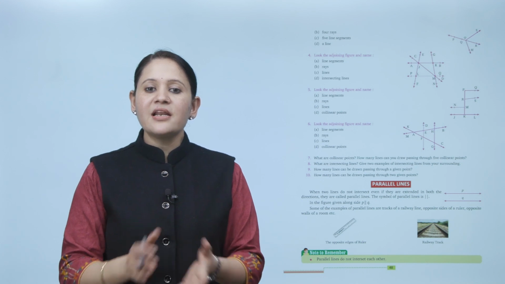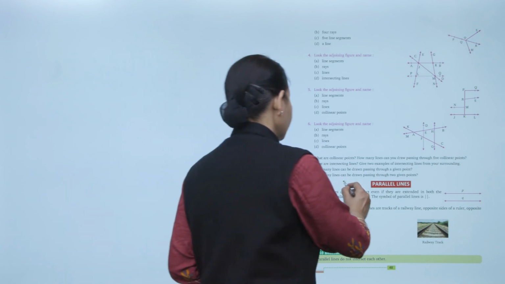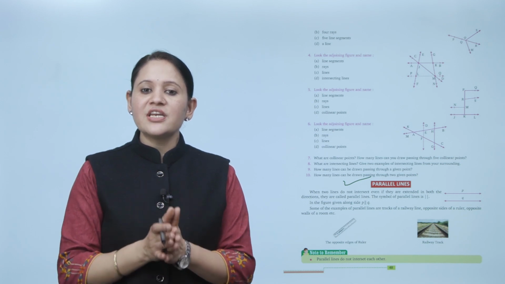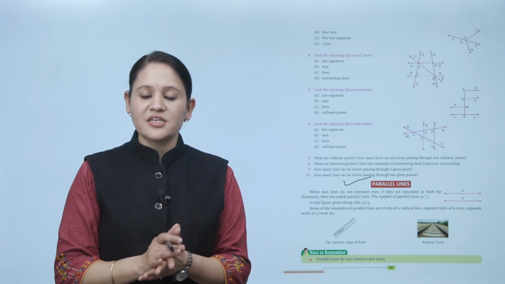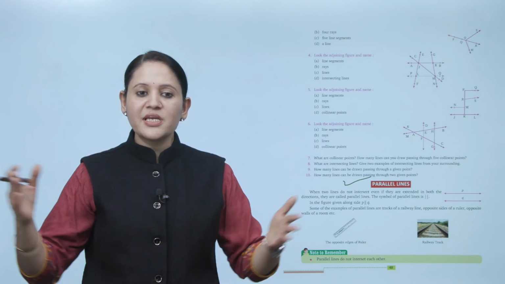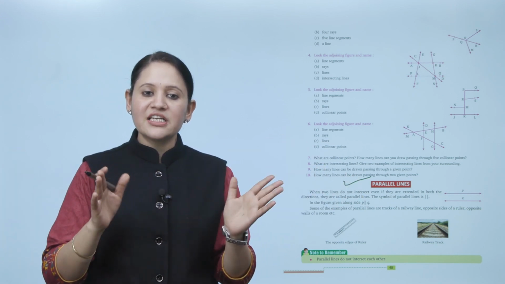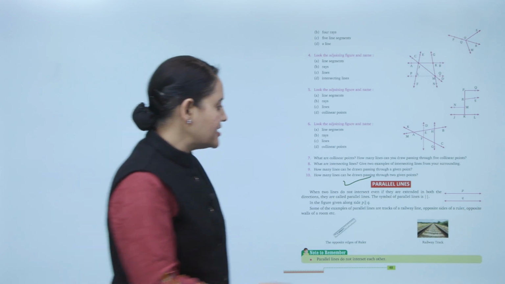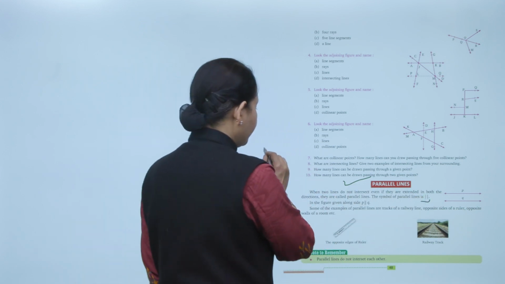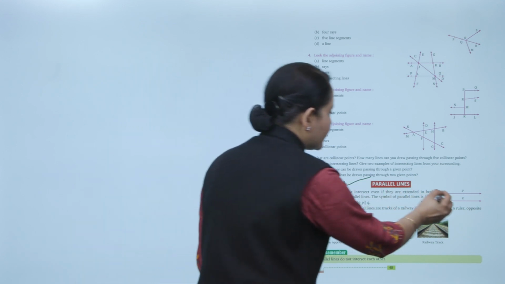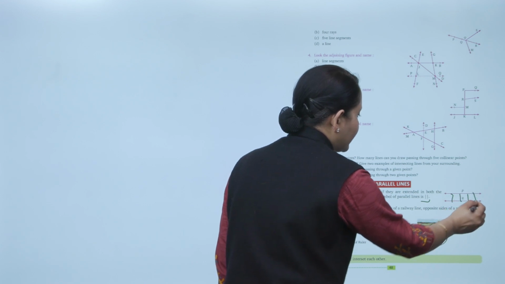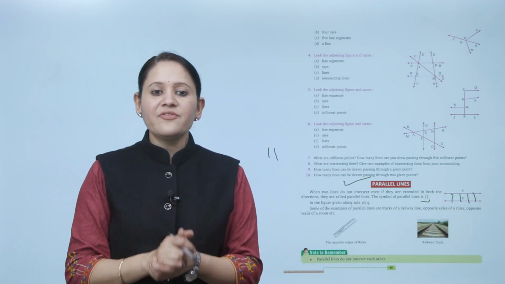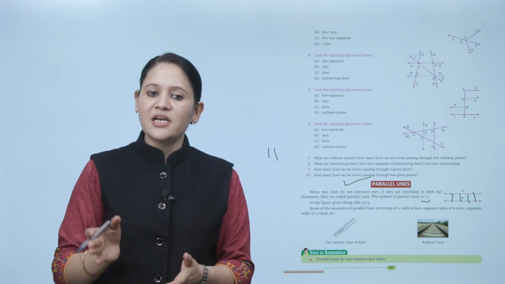Next is parallel lines. When two lines do not intersect even if they are extended in both directions, means आप दोनों direction में कितना भी extend कर दें, they will never intersect each other, they are called parallel lines. The symbol of parallel lines is this. And the distance between these two lines will remain constant, means हमेशा same रहेगी, कहीं भी कम ज़्यादा नहीं होगी. In the figure given alongside, P is parallel to Q.